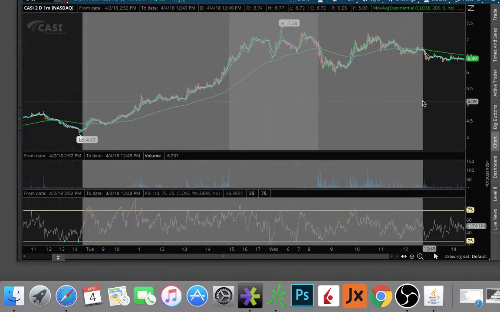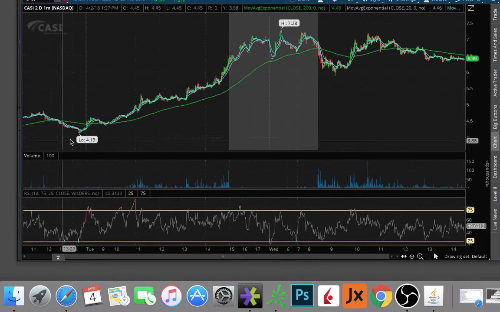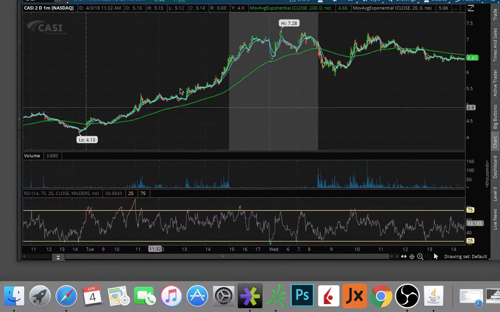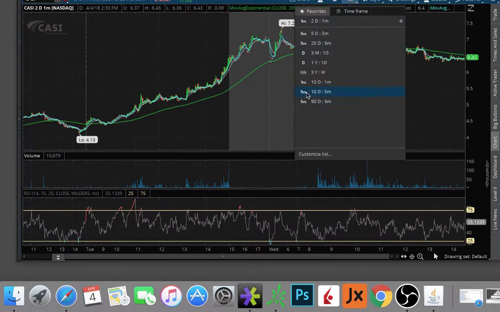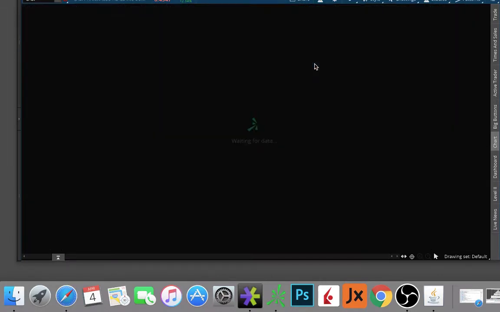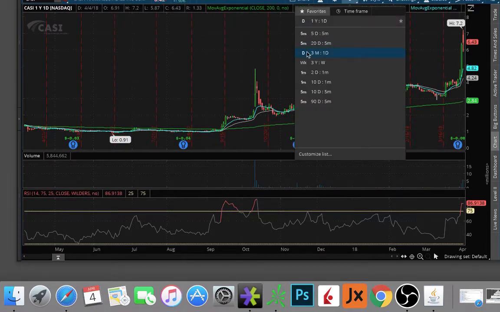So I shorted this baby a couple of times. This went from the low fours yesterday, from 413, all the way squeezing up to 642. That may not seem very big relative to like LFIN, but for this stock, relative to how it has been trading in the past year, that's a huge move. Look at this candle. That's a huge, huge move.